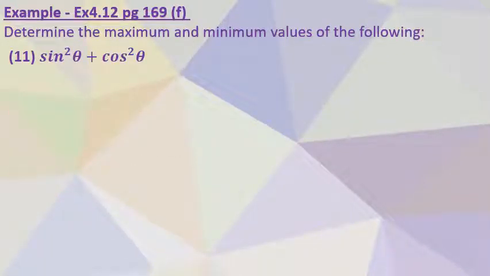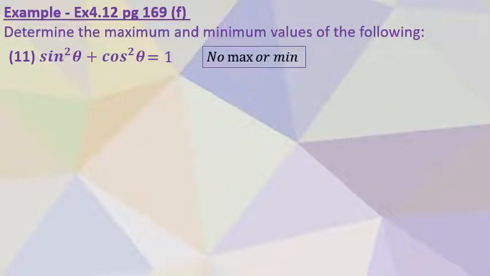What about this one here, sine squared theta plus cos squared theta? We have no idea what that graph looks like. However, we know that sine squared theta plus cos squared theta is the squares identity. So this all boils down to an actual constant value of 1. So this graph would be a straight horizontal line going through y equals 1. Therefore, there are no turning points, so there's no maximum and no minimum.